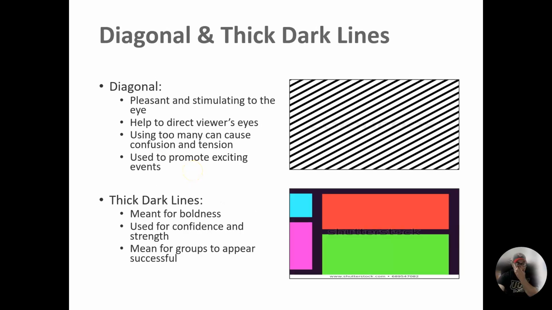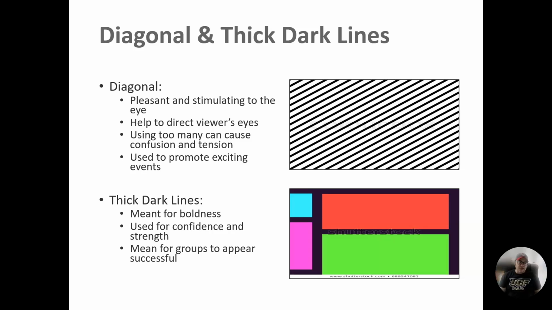And that's really huge. Now, diagonal lines are a little different. Diagonal lines are pleasant and stimulating to the eye. They help direct viewers' eyes, and they're really used a lot in exciting events or to promote certain things because they want to direct people's eye movement to see this element in more ways than one. So we tend to see diagonal lines point to areas that we need to see. Now, if you use them too much, like in this image right here, they can cause confusion and tension, because when the lines stack in with each other very closely, the eye has a hard time focusing on where it needs to focus in a lot of different areas, so it makes it hard for them.